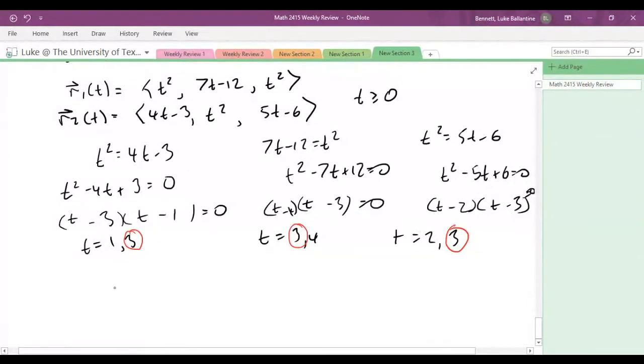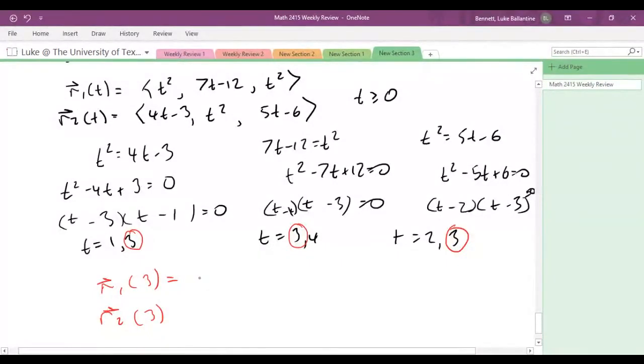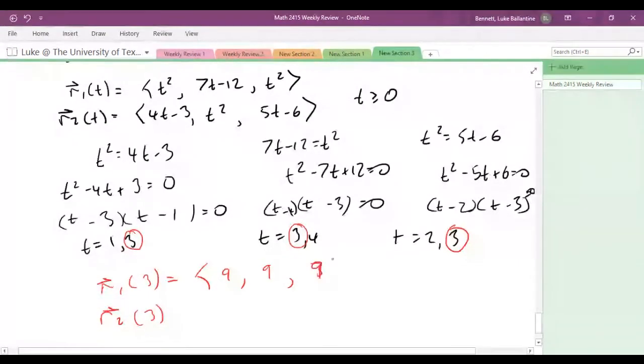So what I'm going to do, say R1 of 3, R2 of 3. R1 of 3 is 9. So you got 21 minus 12, because 7 times 3 is 21, minus 12 is 9. And then we got 3 squared is 9. R2, we got 4 times 3 is 12, minus 3 is 9. You got t squared is 9.